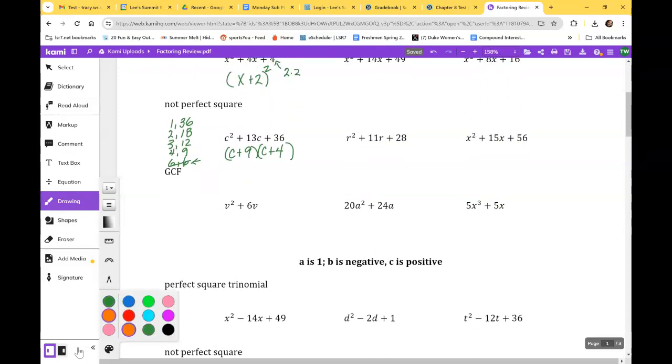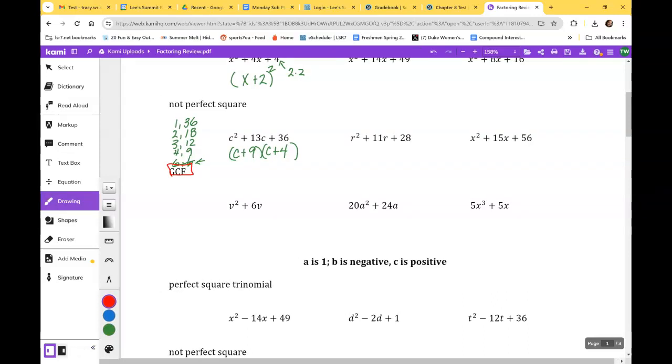If you have a GCF, that needs to be taken care of first. And a GCF is a greatest common factor. And so we always should be looking to see if there's something we can factor out. And in here, I have a v in both of these. So I can take a v out.